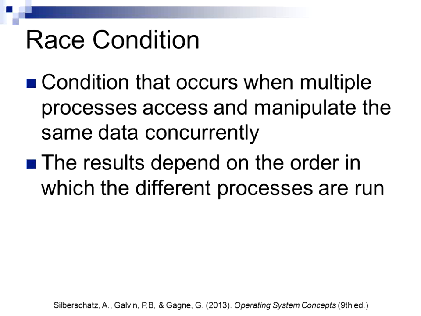A race condition occurs when multiple processes access and manipulate the same data concurrently. They're kind of in a race. Whoever gets to it first is going to change what the second one sees, and that's why it's called a race condition. So the results with a race condition are dependent on the order in which the different processes are run. From our scheduling discussion, we know the ordering in which processes and threads are scheduled depends on a lot of different factors.